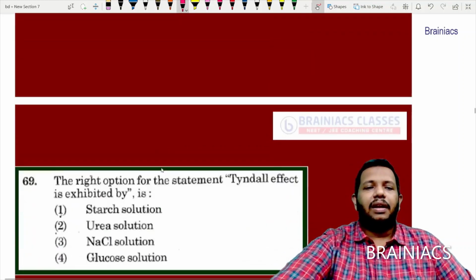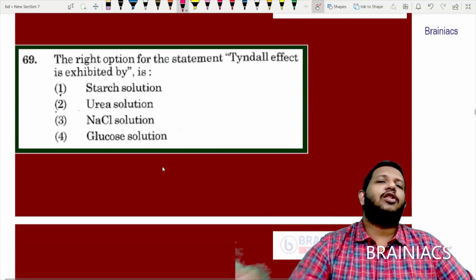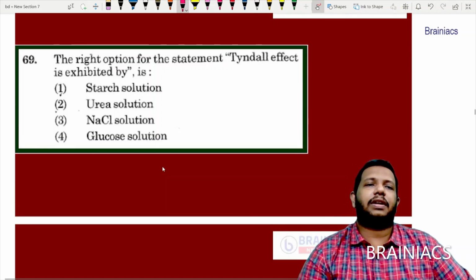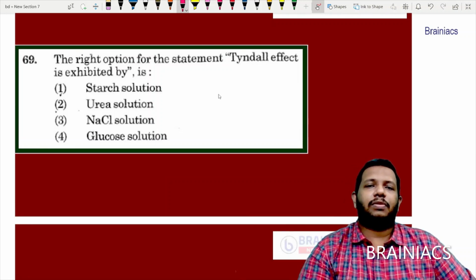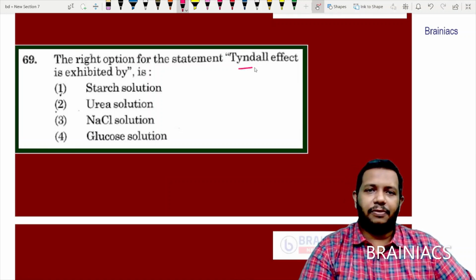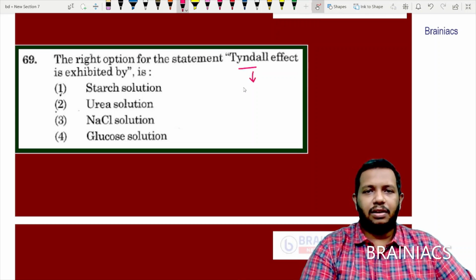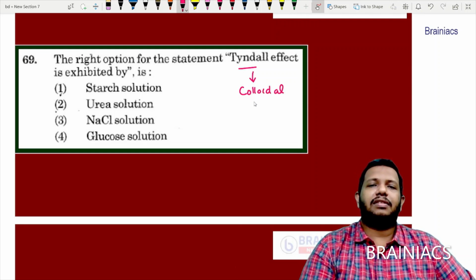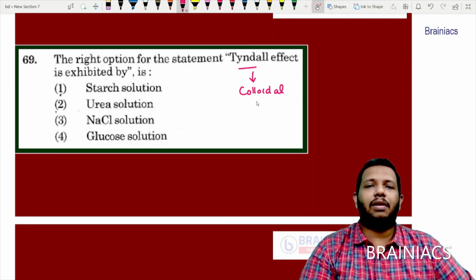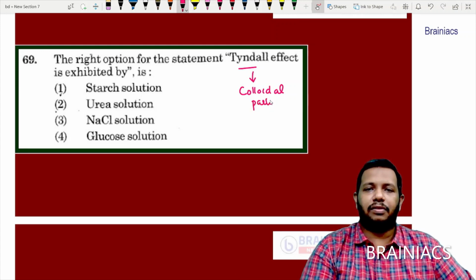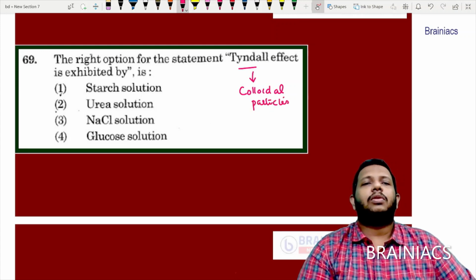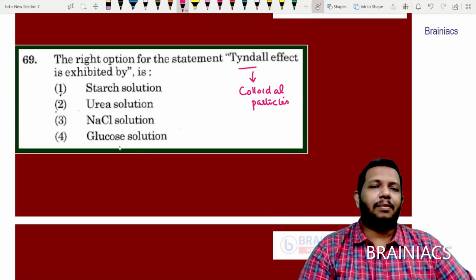Okay, next question: we have to choose the right option for the statement, Tyndall effect is exhibited by. We know this is from the chapter Surface Chemistry. Tyndall effect is exhibited by basically colloidal solutions, correct? It is the scattering of light on hitting the colloidal particles or bigger particles that is called the Tyndall effect. So here, glucose has a molar mass of 180.